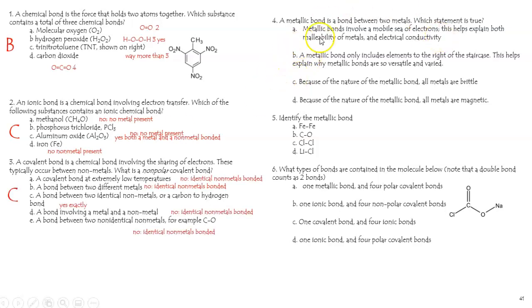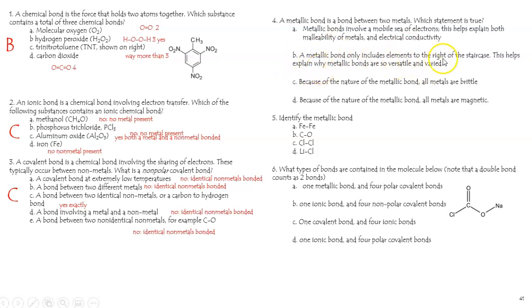Finally, a metallic bond is a bond between 2 metals. And we usually use the statement, it's a mobile sea of electrons. Which statement is true? Metallic bonding involves a mobile sea of electrons. Oh, there it is. This helps explain malleability. It does. Those little electrons can always squeeze in even when you smash it. And electrical conductivity, it does. They're mobile, so they can. That's what electrical conductivity is, movement of electrons. A is the answer. Why don't we go ahead and rule out B, C, and D just to be complete.